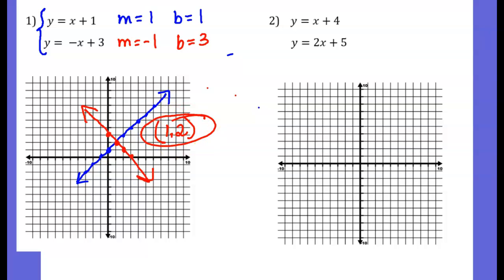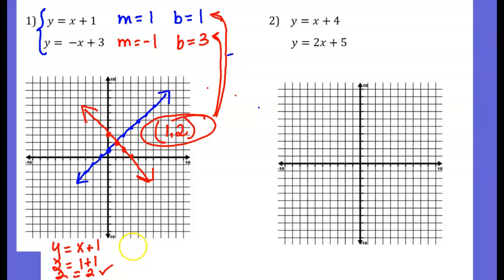So that's my solution. I'm then going to take that solution and check it. I'm going to do that by taking that ordered pair (1, 2) and plugging it into both of these equations. So I'm going to go back in, and the first equation is y equals x plus 1. So I'm going to write 2 for my y is equal to 1 plus 1. Well, that works. 2 equals 2. So the first one works.